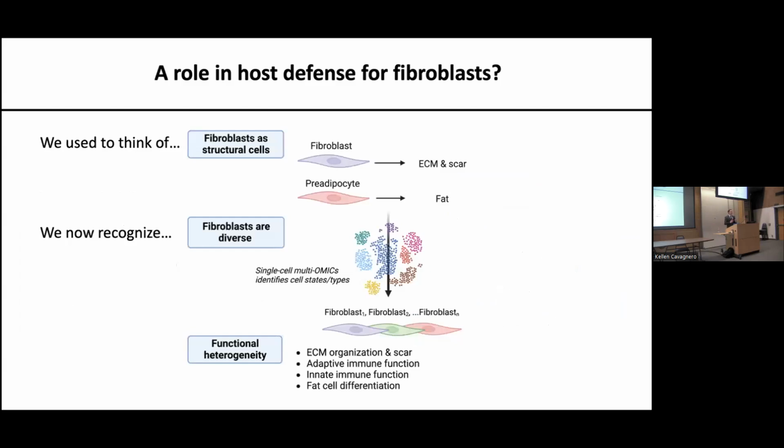So over the course of writing this review, we really started changing how we were thinking about fibroblasts. Instead of these cells being merely structural cells that make matrix and turn into fat, we now recognize that these cells are incredibly diverse. There's many different types of fibroblasts. And we recognize this in light of the in vitro studies that I've mentioned, as well as some more recent single-cell multiomic studies. And importantly, these studies have highlighted that there's functional heterogeneity of these cells, and some of them may be important in immunity.